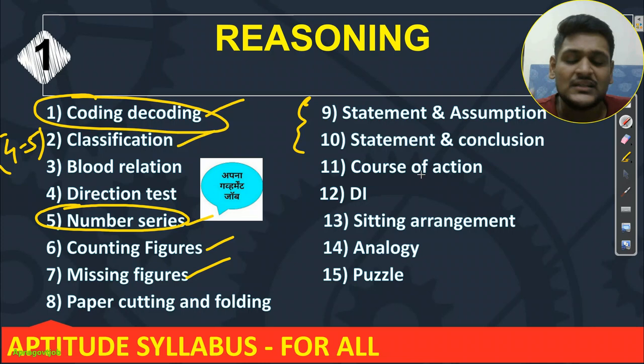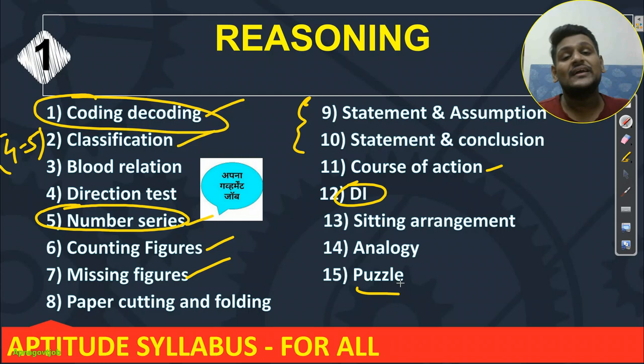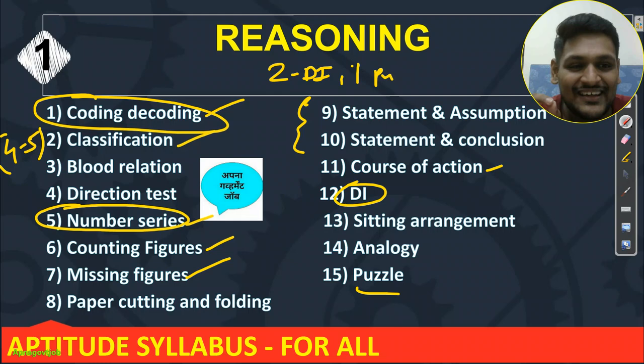Syllogisms, sure shot question from syllogisms. DI, already told you, DI sure shot question. Course of action, sitting arrangement, circular, and linear. Then puzzle, sure shot they will give you a puzzle. Yes, puzzle will be there. So I can say 2 DI, whatever current pattern is going on, and 1 puzzle. If you are unlucky, then they will also give you 2 puzzles, right? So yes, definitely I will tell you guys how to attempt the paper. I will make a separate video for that, no need to worry about that.